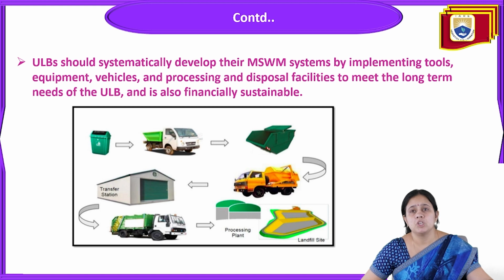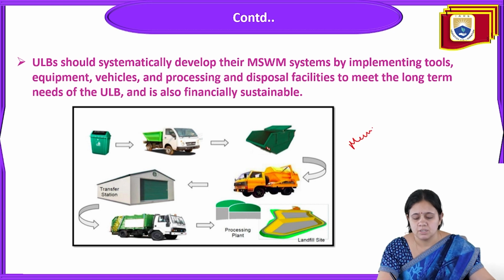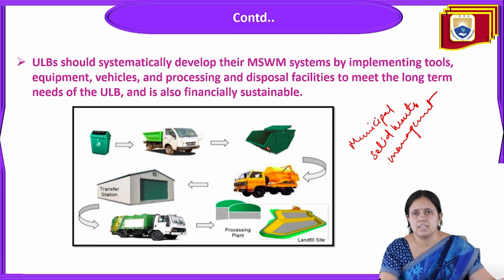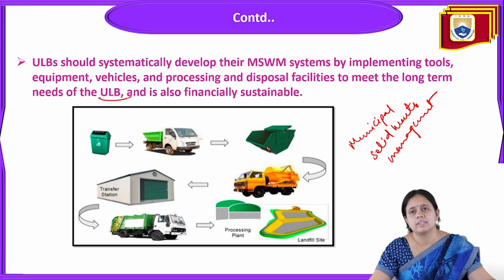Next point is the ULB, the urban local body. Urban local bodies should be systematically developed with their MSWM systems, the municipal solid waste management systems. They will implement the tools, equipment, vehicles, and processing and disposal facilities to meet the long-term needs of the ULB, and also be financially sustainable.